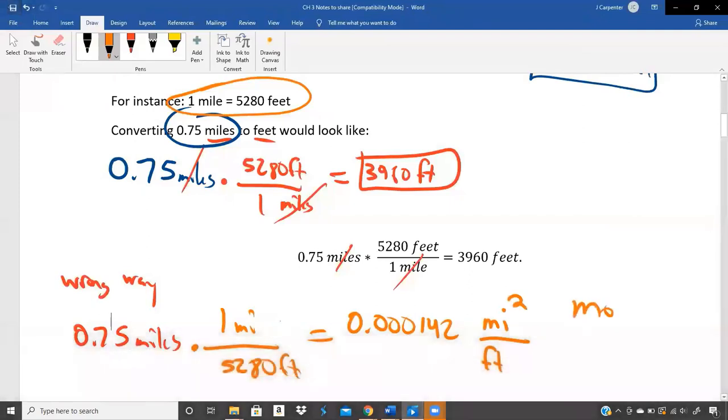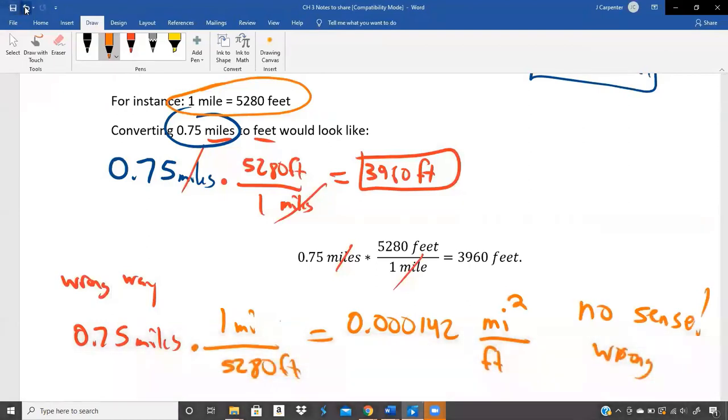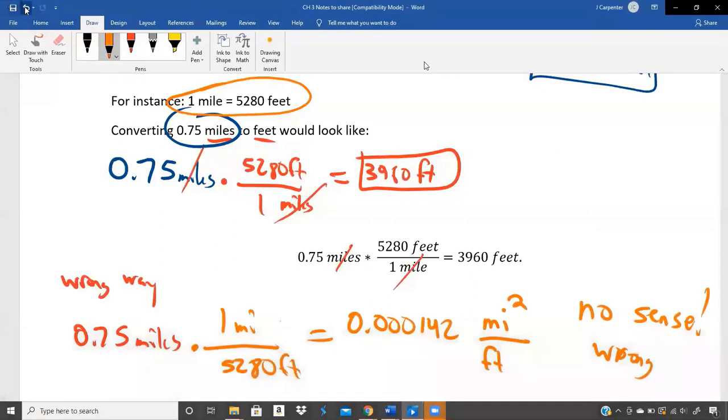That makes absolutely no sense. It's got to be wrong. Not only is the number terrible because it's way too small when you think about it, the units are complete trash. They make no sense. I don't even know what a mile squared per foot is. So if you do, please email me and tell me.